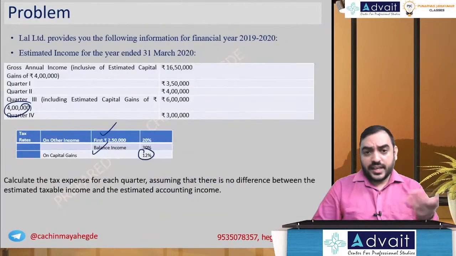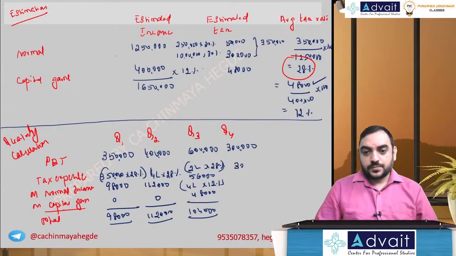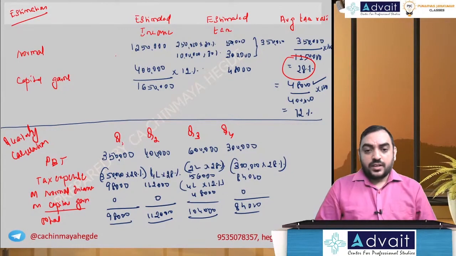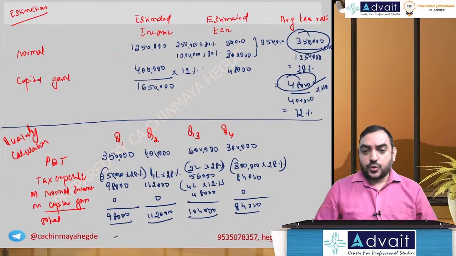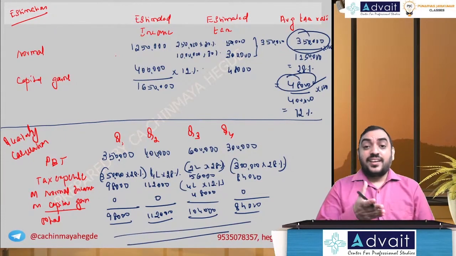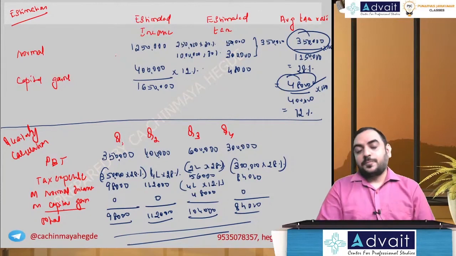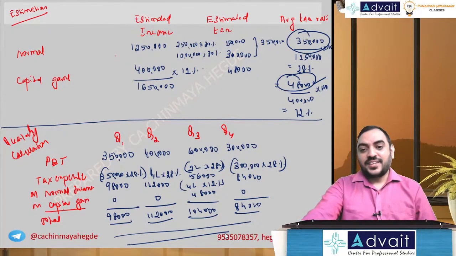Okay. Last quarter, again regular income 3 lakh. On 3 lakh 28% is 84,000. No capital gain tax. So here we got 84,000. So if we add all for your verification, 98 plus 1 lakh 12 plus 1 lakh 4 plus 84,000 comes to 3 lakh 98,000. I believe that's what the total also is. 3 lakh 50 plus 48, 3 lakh 98, and this total also will be 3 lakh 98. So that's how you recognize tax expense in each quarter based on the annual average effective tax rate.